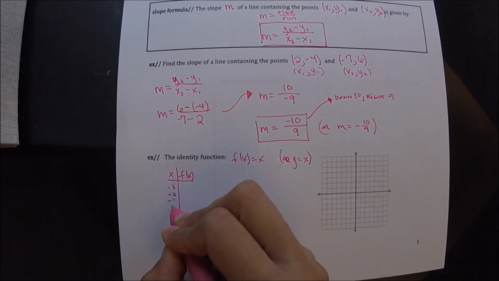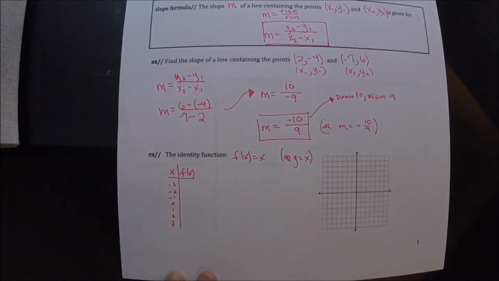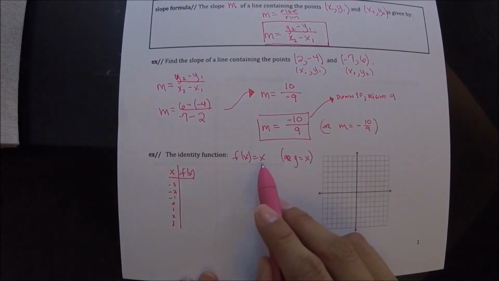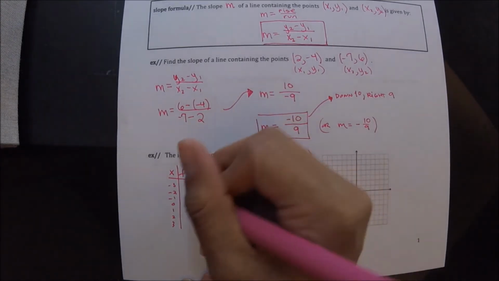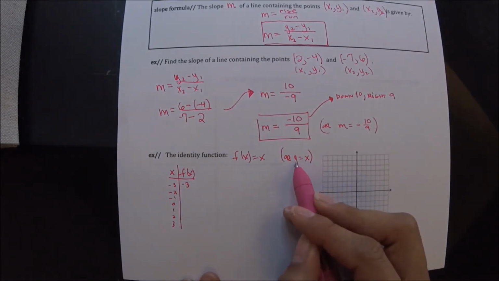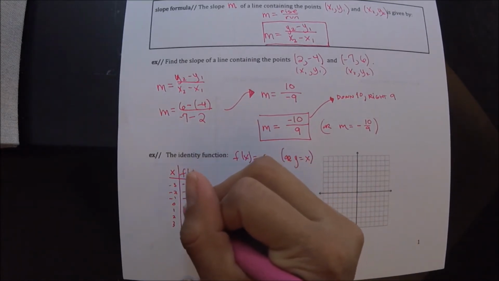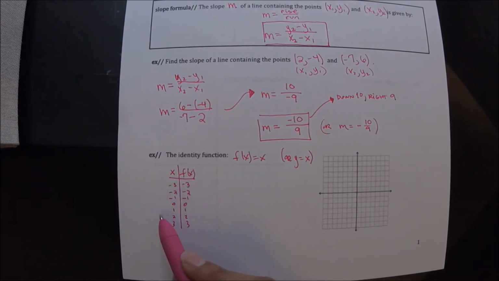The standard ones to usually start with are these numbers, negative 3, negative 2, negative 1, 0, 1, 2, 3. Well, if we plug in negative 3 for x, it spits out negative 3 for y because they're equal. So I'd have negative 3. If I plug in negative 2 for x, I'm going to get negative 2 for y because they're equal. So the x values are always going to be equal to the y values. So these are all our points.